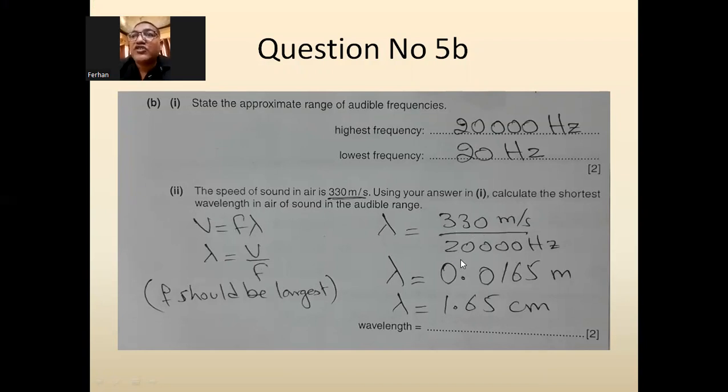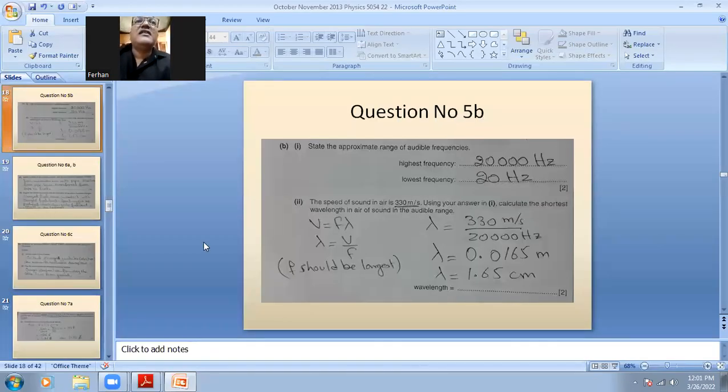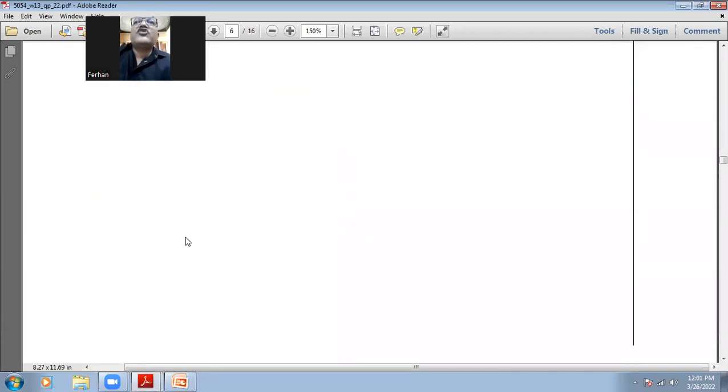So 330 meters per second and 20,000 hertz. When you divide 330 by 20,000, you get 0.0165 meter. If you convert this into centimeters, it will be 1.65 centimeters. So I think it will be 1.6 centimeters. You can also write the answer in meters. That is question number 5, part B, and we are done with this question.